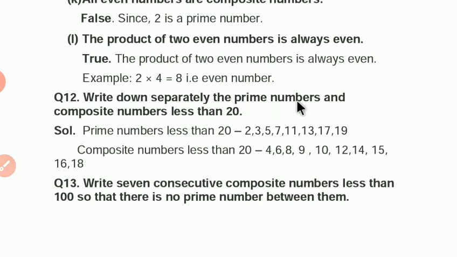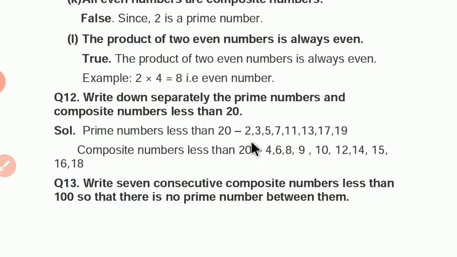Now question number 12. Write down separately the prime numbers and composite numbers less than 20. So let us write the prime numbers less than 20. Which are the prime numbers? Prime numbers start from 2. So 2, 3, 5, 7, 11, 13, 17 and 19. Prime numbers are those which have only 1 and itself as factors.